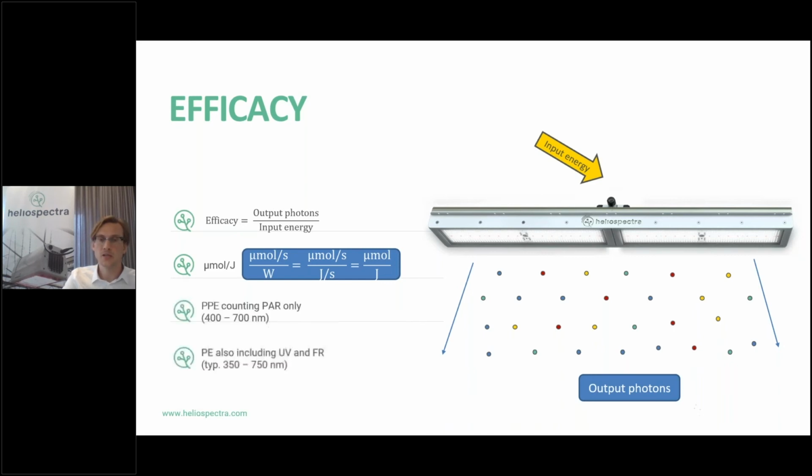And again, we have the same thing as before. We measure efficacy, and we denote that typically with PPE or PE. So that's very similar to what we have seen with the PPFD and the PFD, for example. If you talk about efficacy in terms of PPE, then you're only counting the PAR photons in the output. But if you have far red and UV in the output, it could be of interest to also see how energy efficient the lamp is at producing UV and PAR and far red, and then you should instead look at the PE. You should include the UV and the far red to quantify how energy efficient the fixture is.